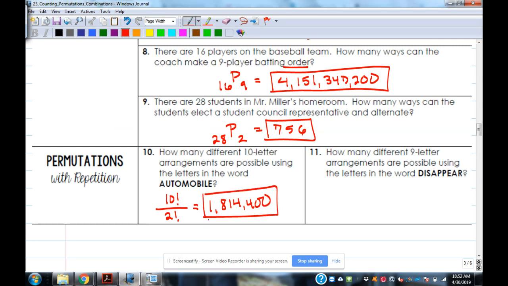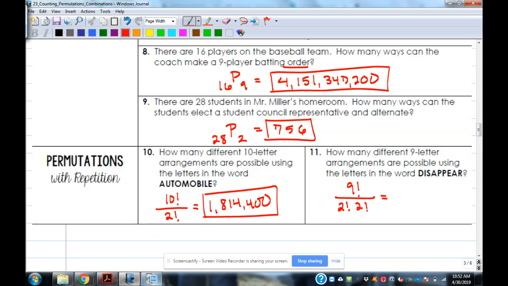Number 11 says how many different 9-letter arrangements are possible using the letters in the word disappear. So there's 1, 2, 3, 4, 5, 6, 7, 8, 9 letters. The repeats, we have a repeated A. There's 2 of them. There's a repeated P. There's 2 of them. So there's another 2 factorial in there. One of them represents the A that's repeated. The other 2 factorial represents the P that's repeated. And you divide that out.